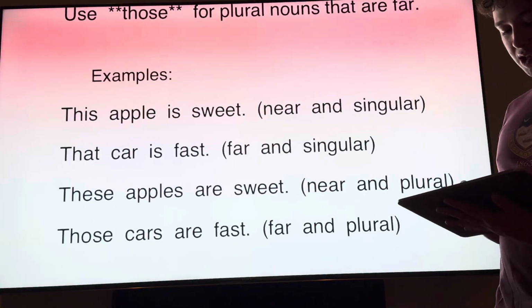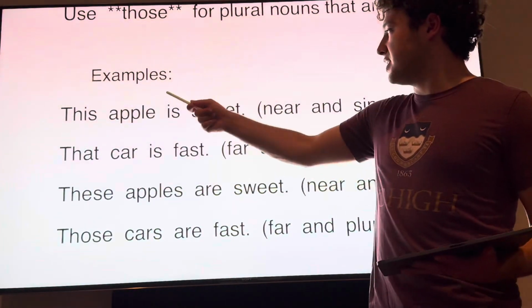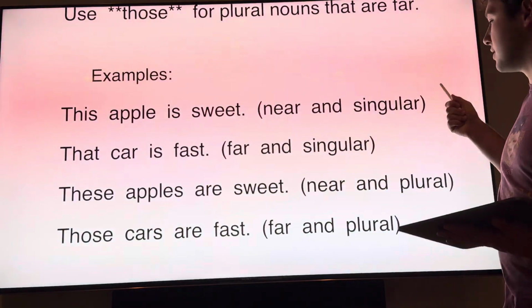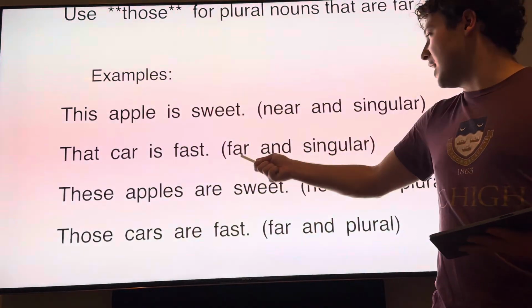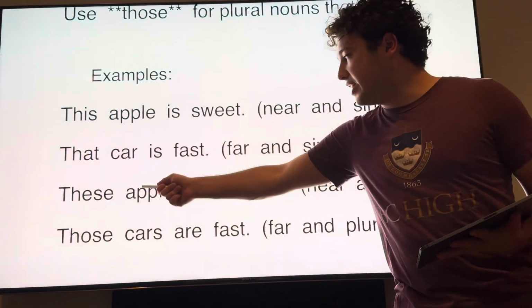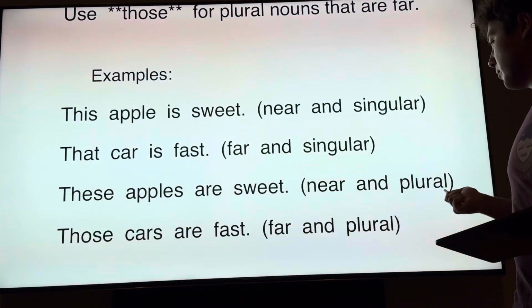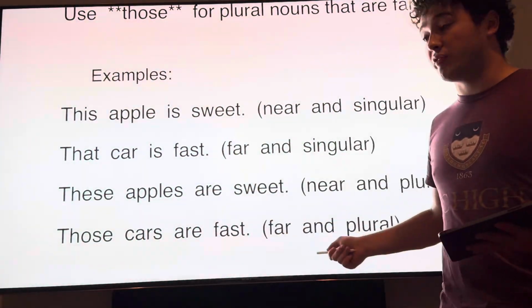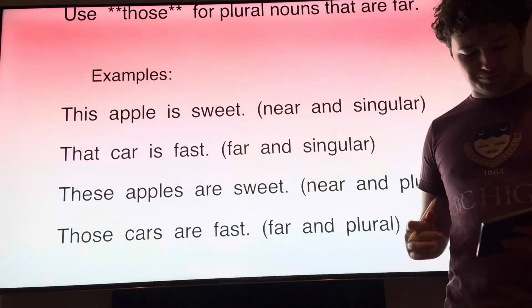Here we have some examples, one of each. This apple is sweet because it's near and singular. That car is fast, far and singular. These apples are sweet, near and plural. And those cars are fast, far and plural.